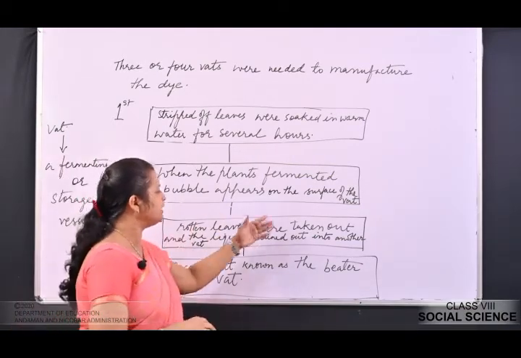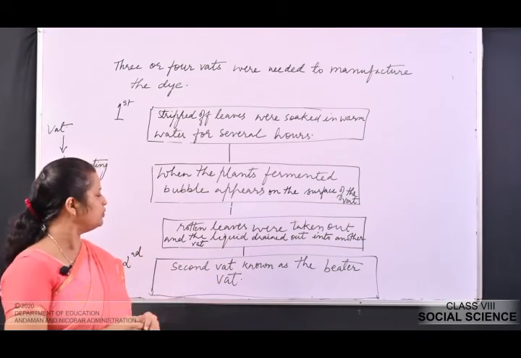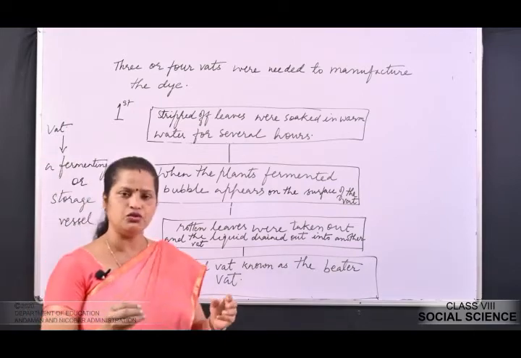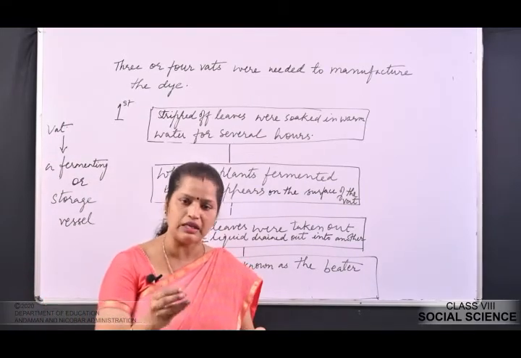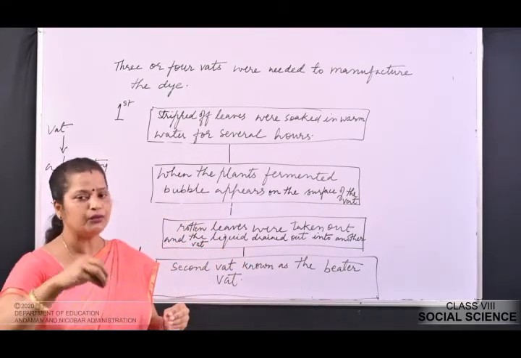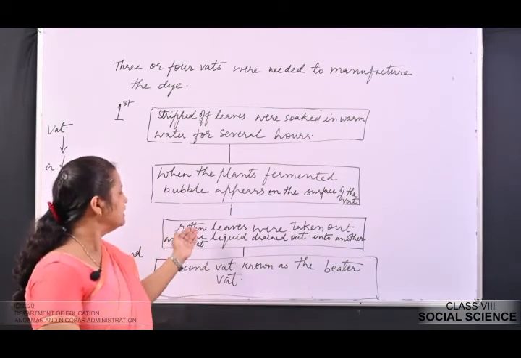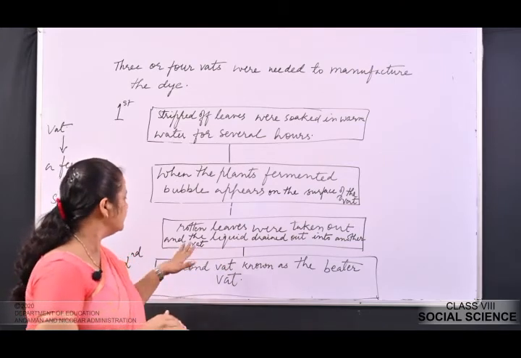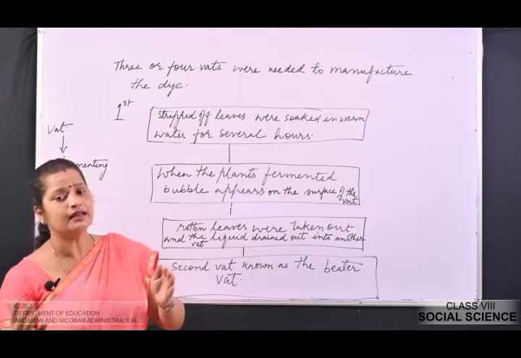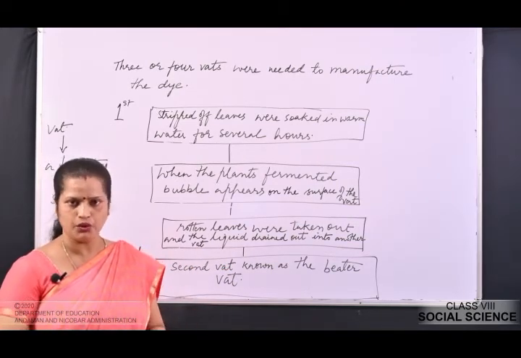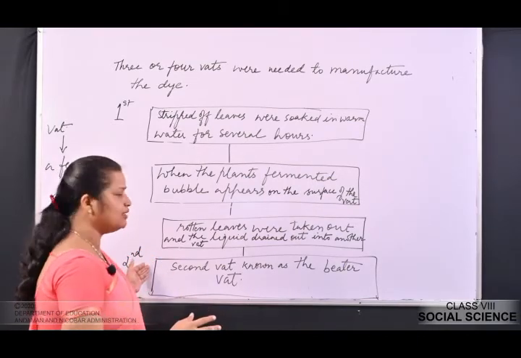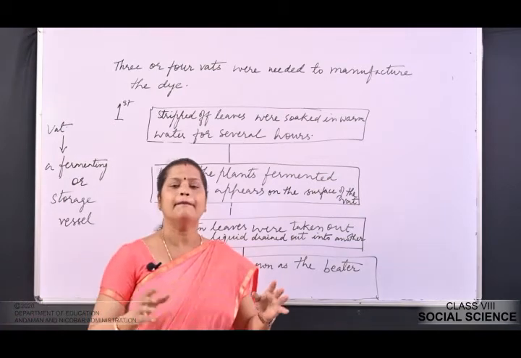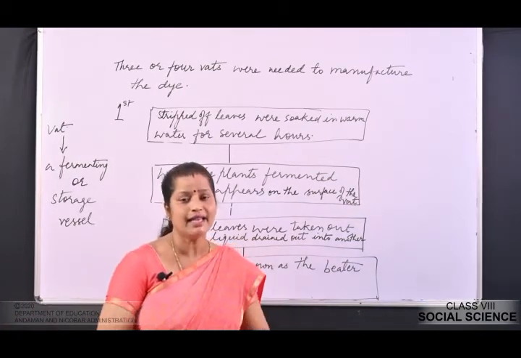Now the rotten leaves were taken out and the liquid drained out into another vat. They will remove the rotten leaves, and the remaining liquid will drain out into another vat. It means another storage vessel. That is the second vessel, or second vat, which is also known as the beater vat.